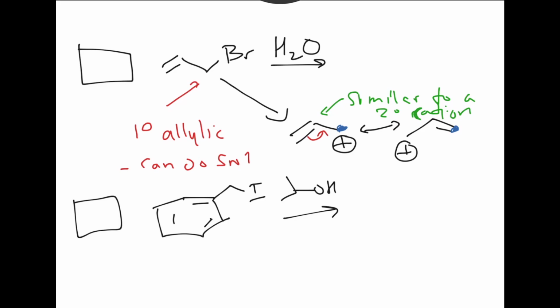So we're able to make that carbocation and then add water to it. So this can be an SN1 reaction because that halide, when it leaves, it makes something that is roughly as stable as a secondary carbocation. And we're able to make our alcohol.